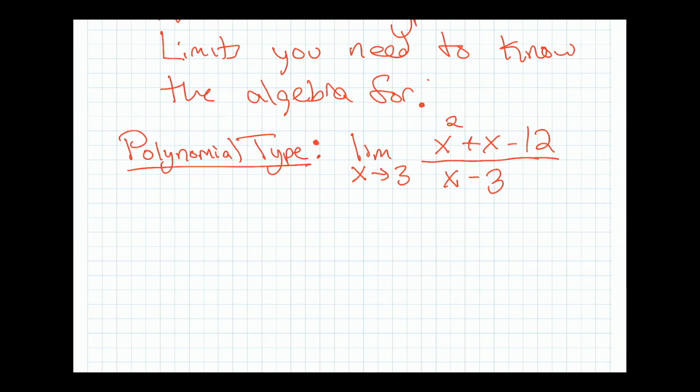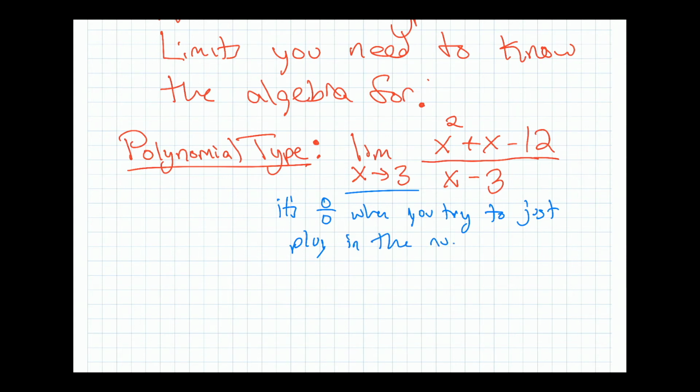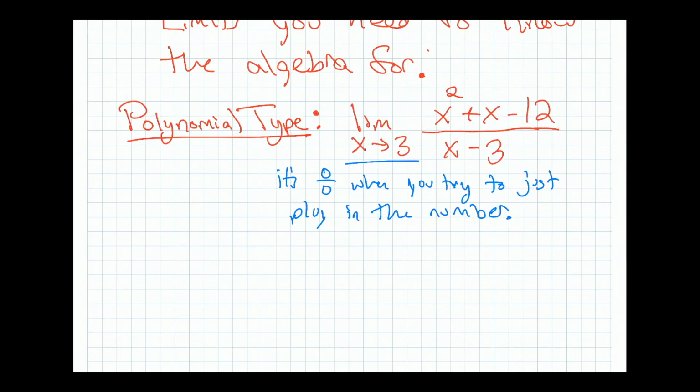All right. Now, how are you going to recognize it? What you want to recognize is that it has a 0 over 0 when you try to plug in x equals 3. So when you try to plug in the number, all right, and it's a polynomial on top and bottom.